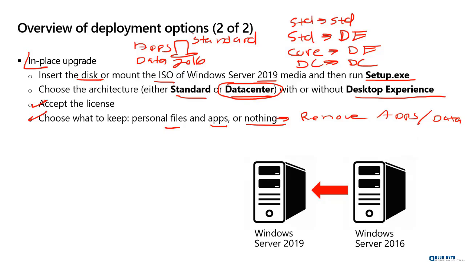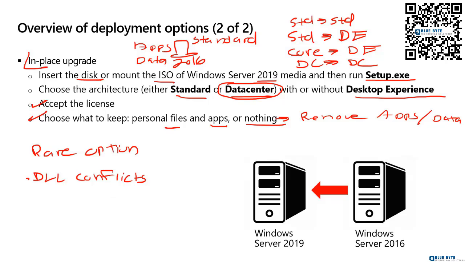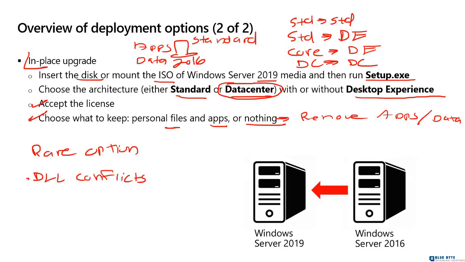Now, what I can say about this from experience, this is a rare option. Usually you do not want to do this for several reasons. One, I've had this many times lead to conflicts with these dynamic link libraries, or DLLs, where you have an application installed, it loaded these DLL files for Server 2016. That DLL file may not be the same DLL file that should be used in Server 2019, may cause some type of conflict. So various types of conflicts are always issues. Even with drivers, can potentially be a problem.